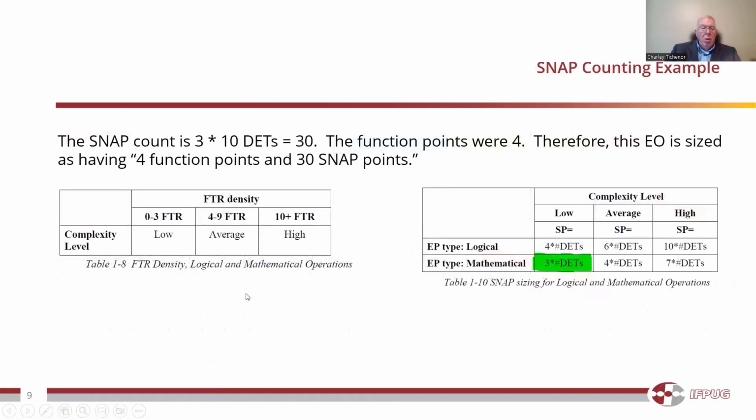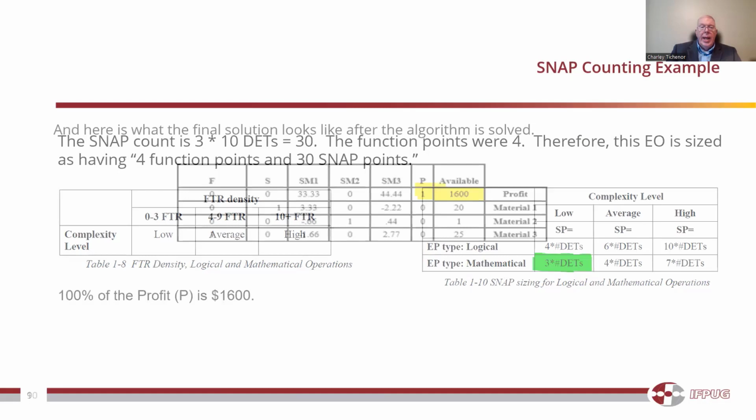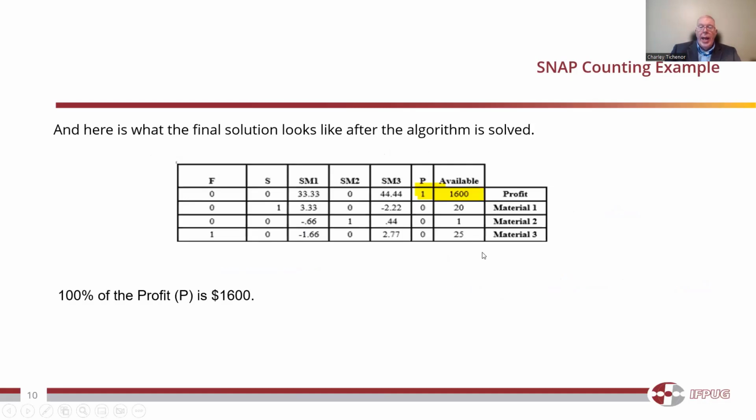So for the SNAP count, we have a low complexity algorithm. We have 3 times 10 DETs, so we have 30 SNAP points. So the size of this particular product, of this report, is 4 function points and 30 SNAP points. And again, here's what the final solution looks like after the algorithm is solved. 100% of the profit is equal to $1,600.